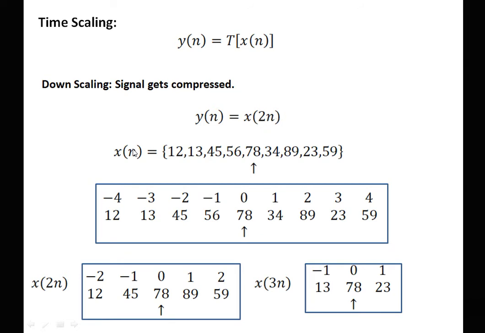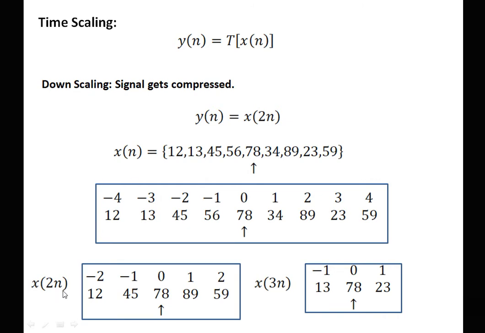For example, see, this is a signal x of n, 12, 13, 45, 56 up to 59. That signal occupies from -4 to 4, and this is the 0th location, 78. Now when we apply x of 2n, we are not taking all the values, we are taking the values at the multiple of 2, because when n is 0, we are taking x of 0. When n is 1, we are taking x of 2. When n is 2, we are taking x of 4. So we are taking which value? Multiple of 2. That is 0th location, 2nd location, 4th location, -2 location, -4 location.